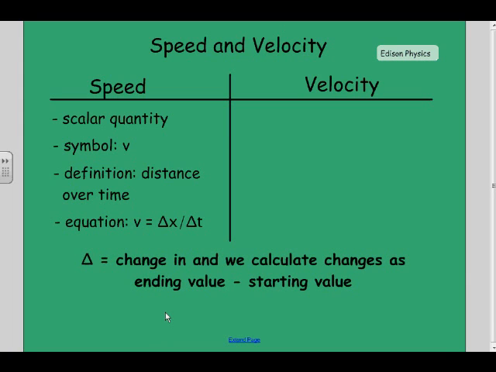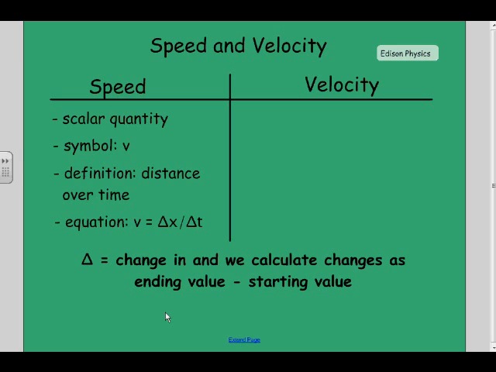All right, so let's write this down about delta. Delta is a Greek letter. It means change in. And when we calculate changes, we always take the ending value minus the starting value. Okay? So we'll have to remember that. We're going to get lots of practice doing this in just a minute. So right now, all we're doing is writing down what we have.